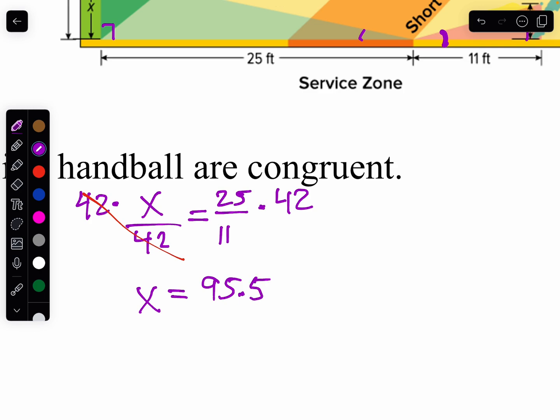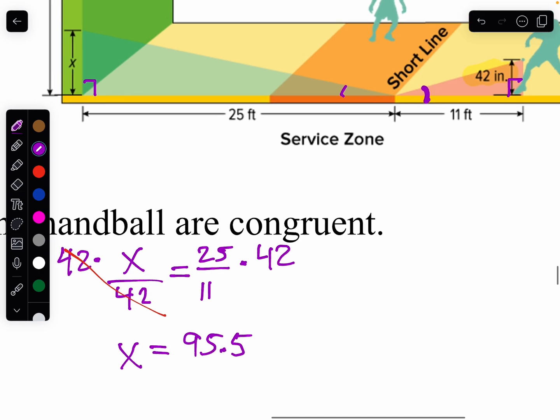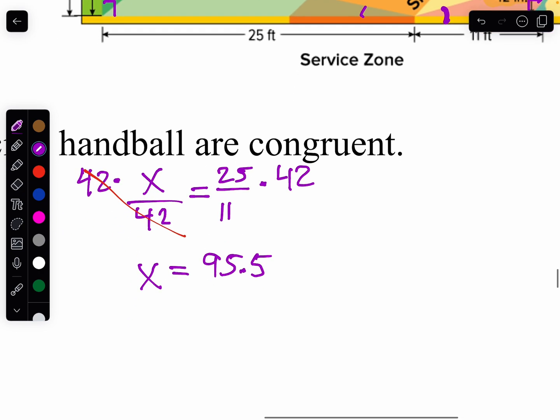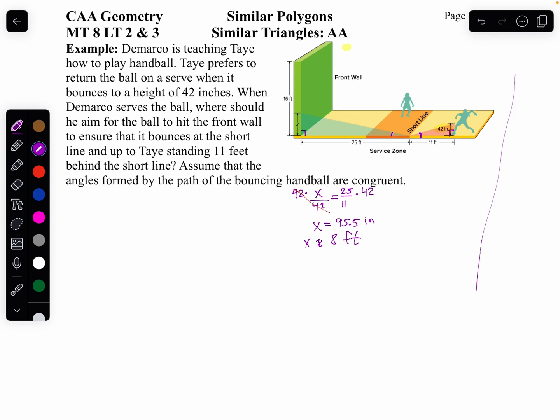Now, what are my units? Well, remember, the height is measured in inches. So this will be inches. Now, we usually don't say 95.5 inches. So what we'll do is we'll change that to feet. We'll divide that by 12. And we'll say x is about 7 or about 8 feet. He wants to hit the wall about 8 feet above the ground to hit the short line. Okay, 7.95 to be more precise. And that's it.